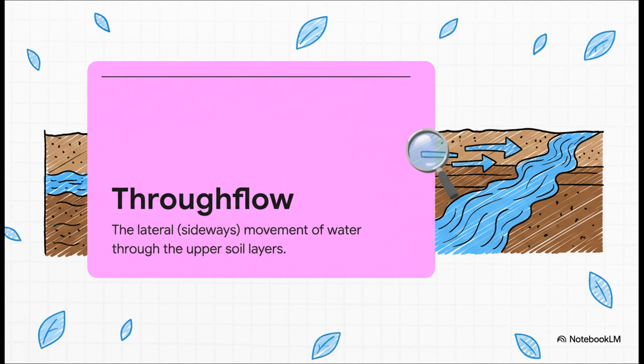All right, so let's go back to the water that successfully infiltrated the soil. It doesn't just sit there. Some of it starts moving sideways, taking a journey through the upper layers of the soil, heading slowly but surely towards the river. We call this path through flow.